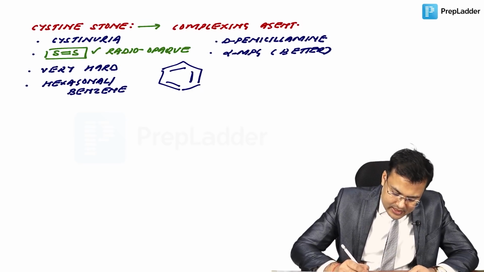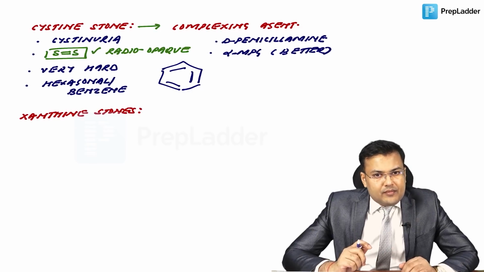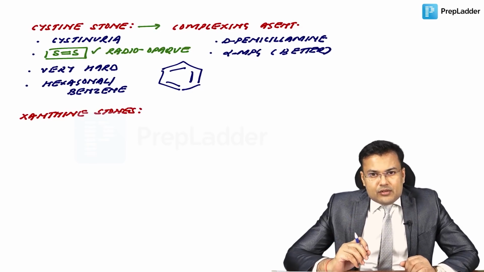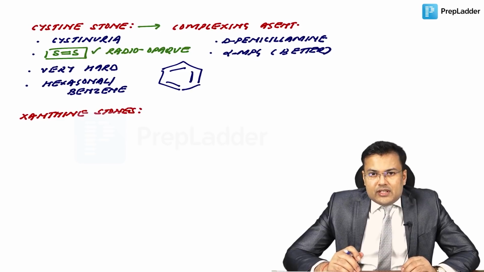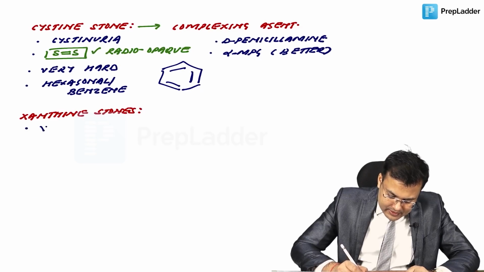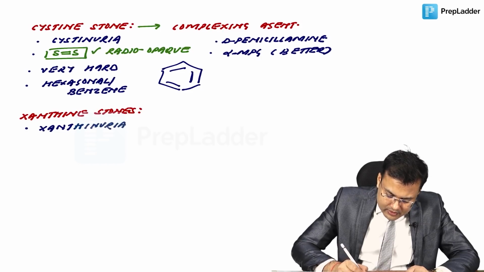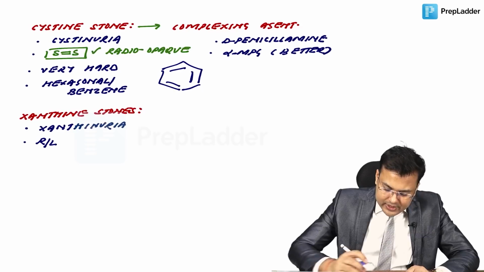Then there are xanthine stones. Obviously, these are seen in which condition? In the urine there should be increased concentration of xanthine. So these are seen in xanthinuria. And these xanthine stones are radiolucent.